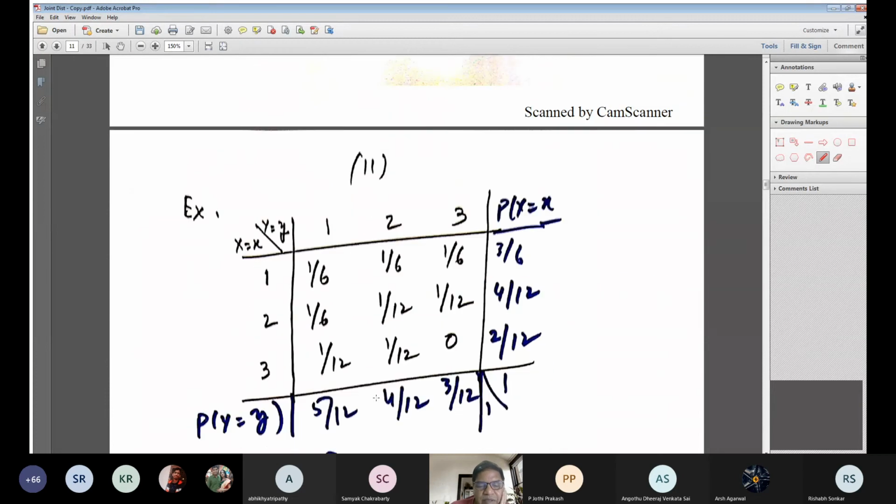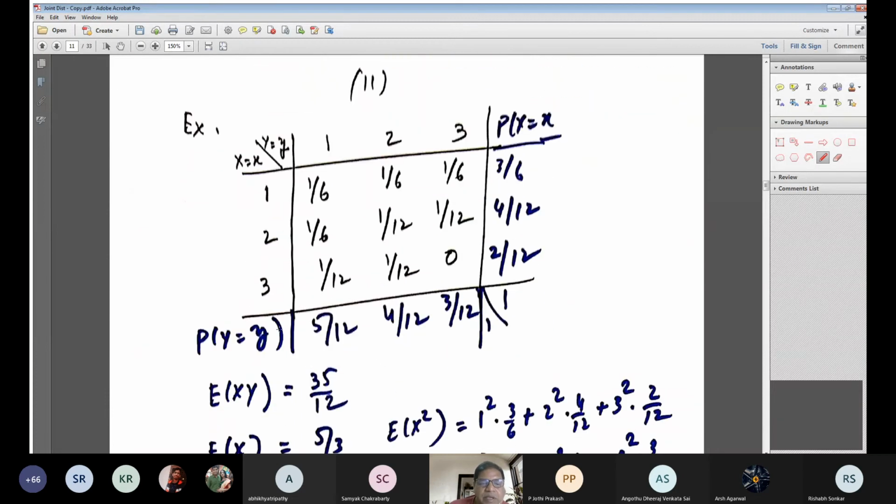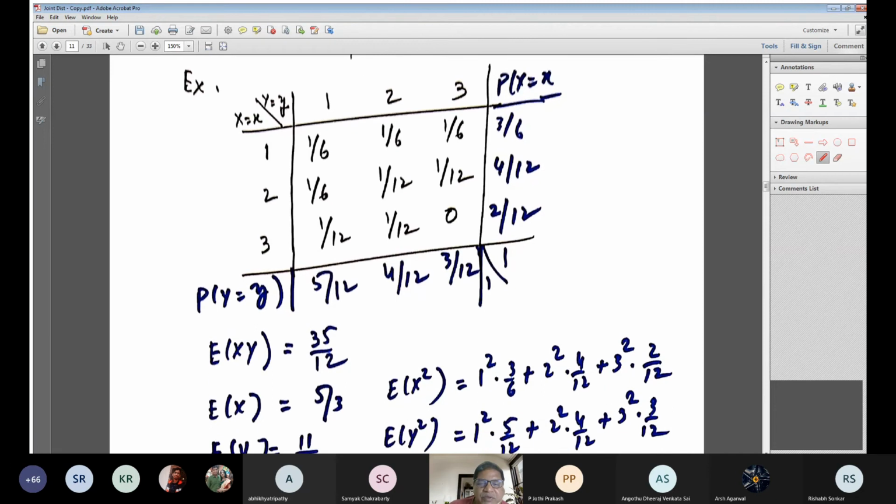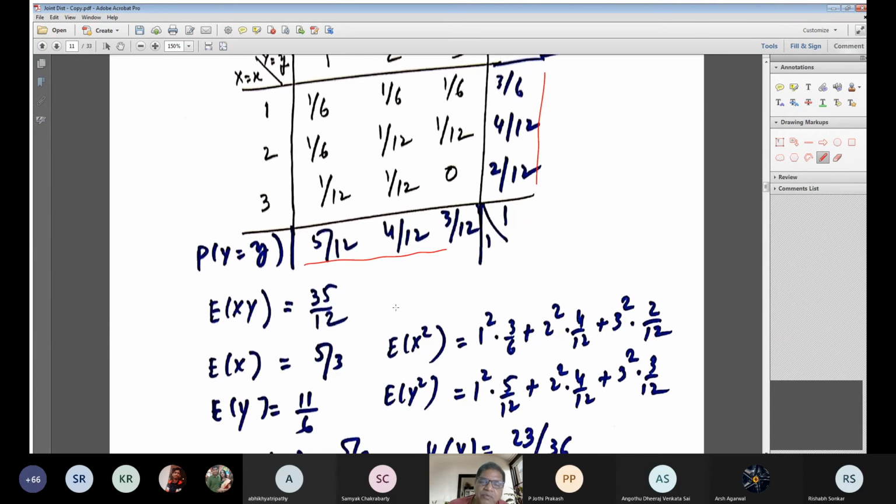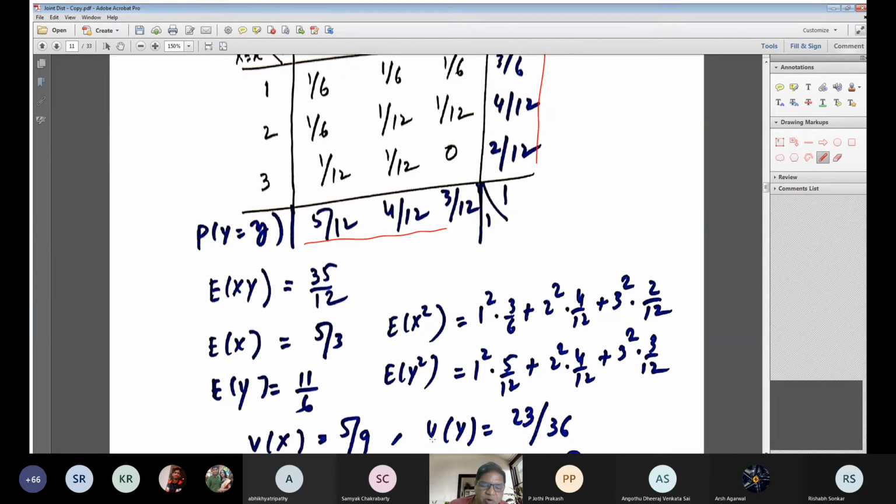So one example I have shown here where the joint distribution is given. So it is very simple. You will be given only the terms inside. After that, you have to find out the marginal distributions. Okay, so now once we have the marginal distributions, we can calculate E of x square, E of y square. Then correspondingly, we can calculate variance of x, variance of y.